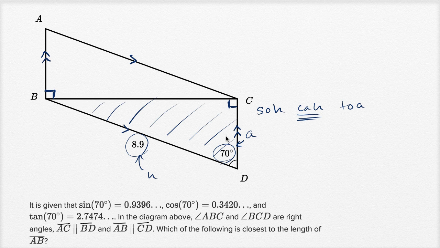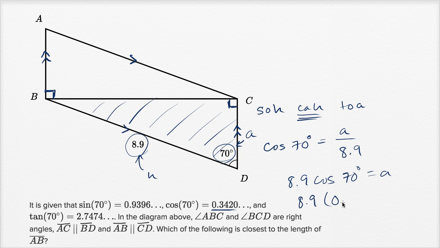And if any of this looks completely foreign to you, I encourage you to watch the basic trigonometry videos on Khan Academy. But we know that the cosine of 70 degrees would be equal to the length of the adjacent side over the length of the hypotenuse, over 8.9. Or if you multiply both sides by 8.9, you have 8.9 times the cosine of 70 degrees is equal to the length of this adjacent side. And they tell us what the cosine of 70 degrees is. It's 0.3420.